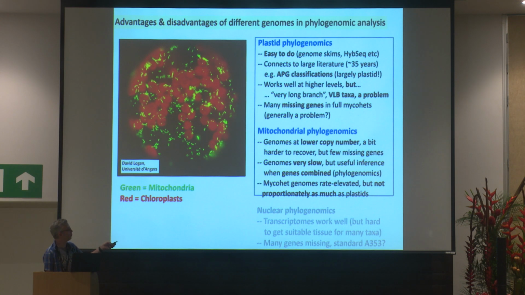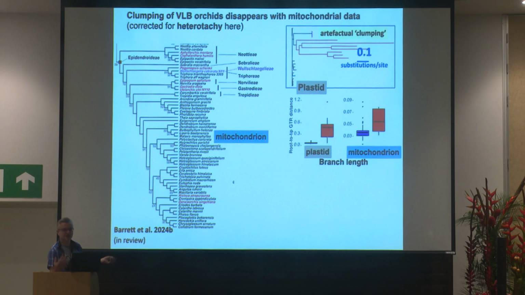In addition to being really slow, which is also an advantage if you have long branch taxa, long branch effects are weaker when you have slower genes overall. The mycoheterotrophic genomes are also rate elevated from mitochondrial genomes, but proportionally not as much. And so I'm going to show you some slides that basically suggest that for these very long branch taxa, we should probably be switching to mitochondrial genomes.